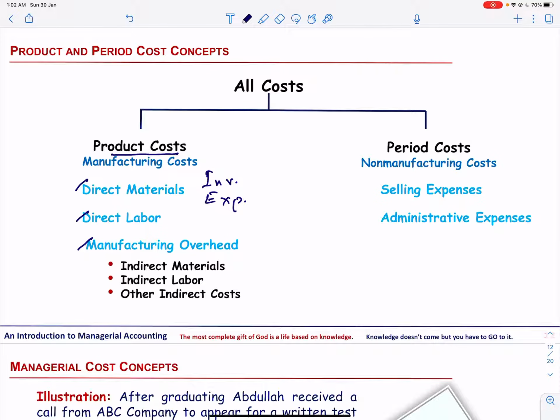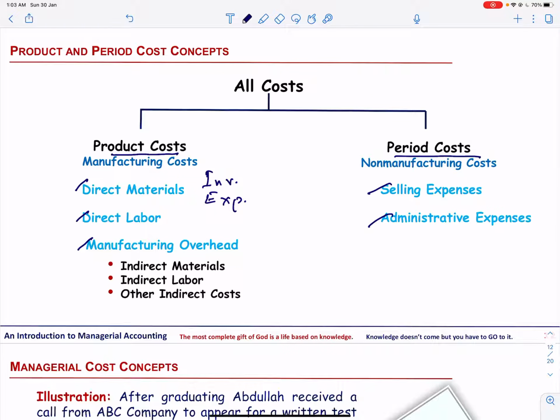As the name suggests, period costs are matched with the revenue of a specific time and are not included in cost of goods sold. They are the non-manufacturing costs like selling and administrative expenses. In order to determine the net income, period cost will be deducted from revenues in the period they are incurred.